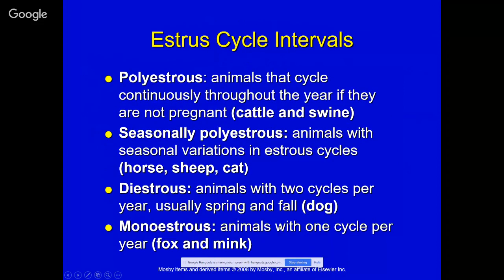Estrus cycle intervals. Polyestrus are animals that cycle continuously through the year if they are not pregnant. That would be cattle, swine, and humans. Seasonally polyestrus are animals that have seasonal variations in the estrus cycle. Horses are long day breeders. Sheep are short day breeders. Cats are more long day breeders as well. Diestrus are animals with 2 cycles per year, usually in the spring and the fall, and that's a dog. And monoestrus are animals with only 1 cycle per year, fox and mink.